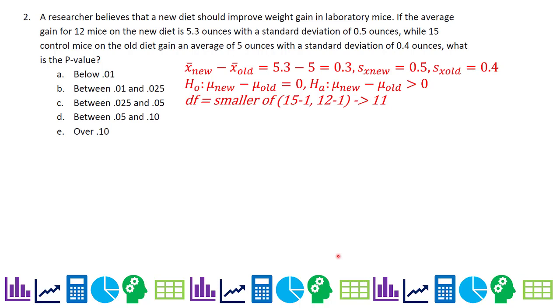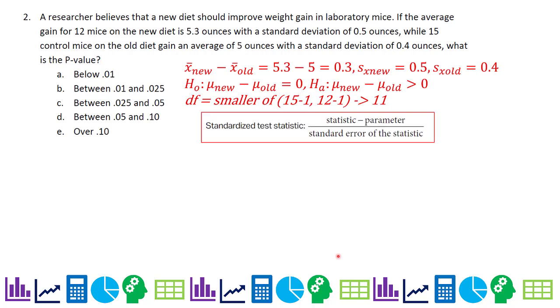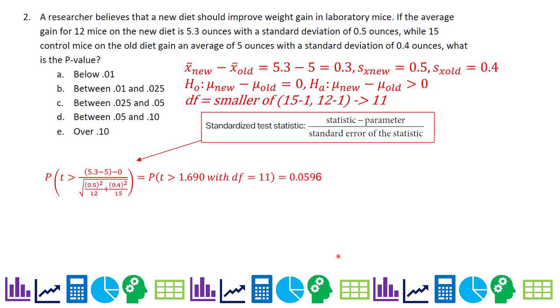And then the degrees of freedom, if we're using conservative values, we take the smaller of the 2 samples and subtract 1, so we use 11. So our standardized test statistic, just like we did before, we will do t is greater than 5.3 minus 5 minus 0, because our hypothesized value is 0, that there is no difference, right? And take it over our standard deviation with the equation, and we get 1.690 with degrees of freedom of 11.